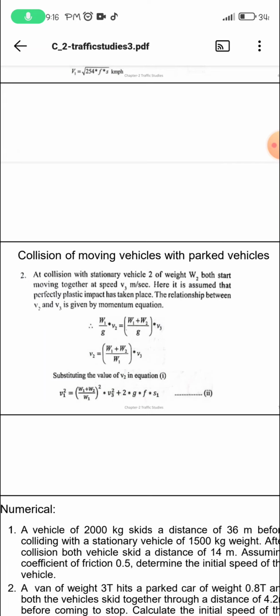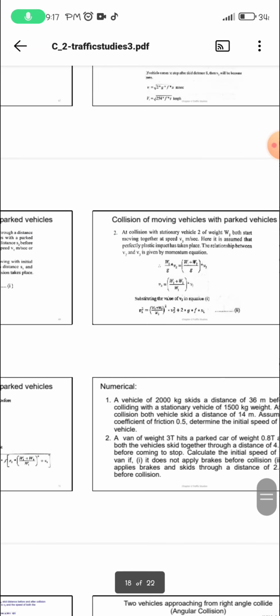The relationship between v2 and v3 is given by the momentum equation. W1 by g into v2 is equal to (W1 plus W2) divided by g into v3. v2 is (W1 plus W2) divided by W1 into v3. Substituting the value of v2 in equation number 1, v1 square equals ((W1 plus W2) divided by W1) whole square into v3 square plus 2 into g into f into s1. Equation number 2.